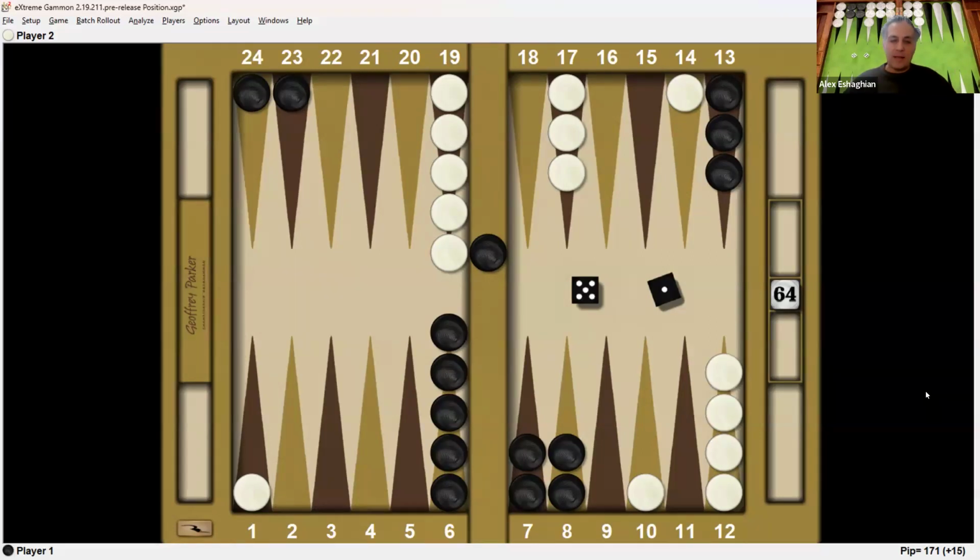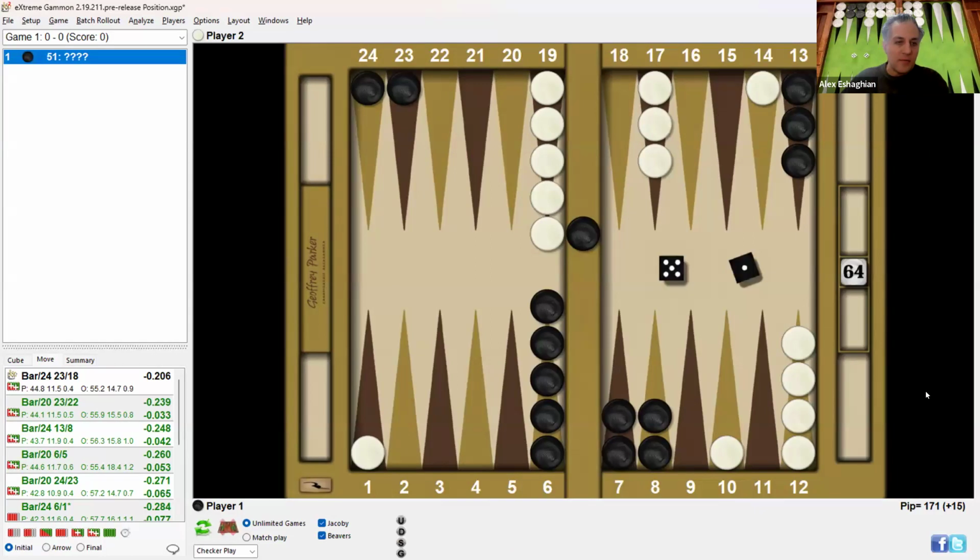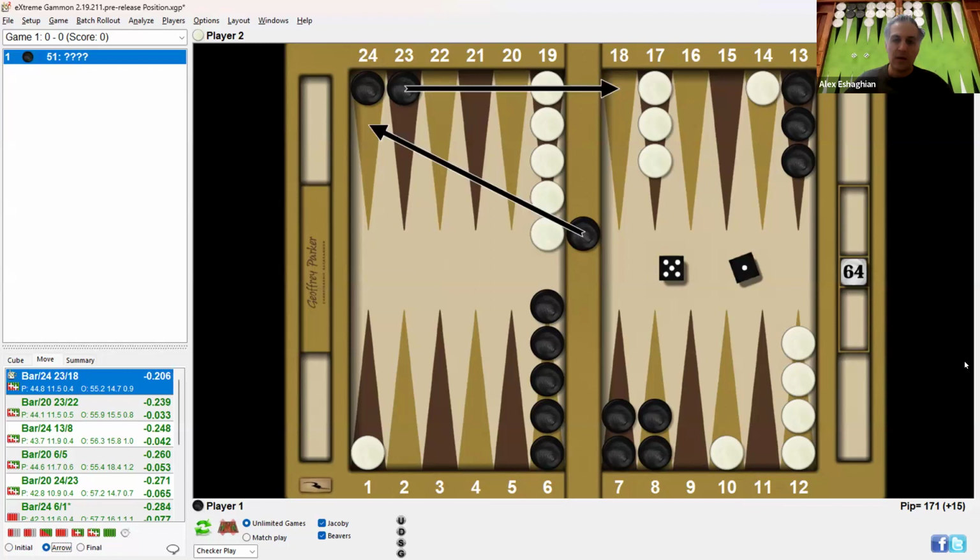Okay, now we'll look at the analysis. It turns out the correct play is bar 24, 23 to 18. So coming in on the 24 point, like so, and then moving from 23 to 18, and that results in this position. It seems a little awkward because you do have two checkers back stuck on the 24 point, and they're not split. And then you leave this checker here on the 18 point, susceptible to attack with 6s, 4s, and 1s.